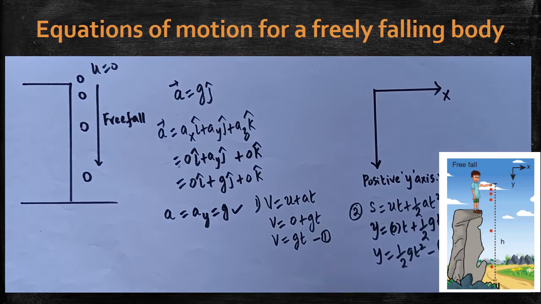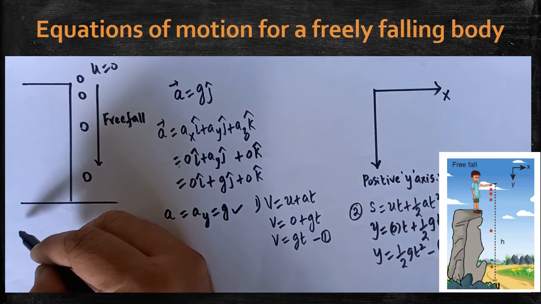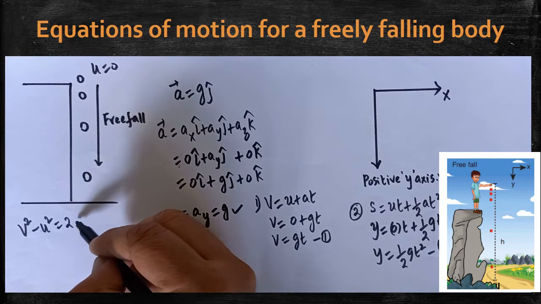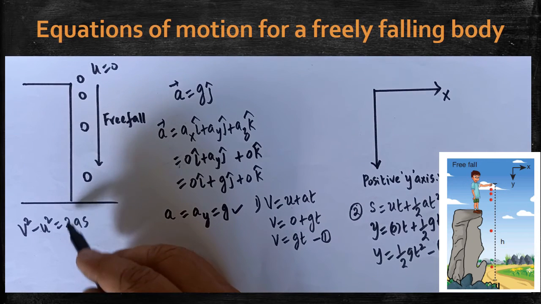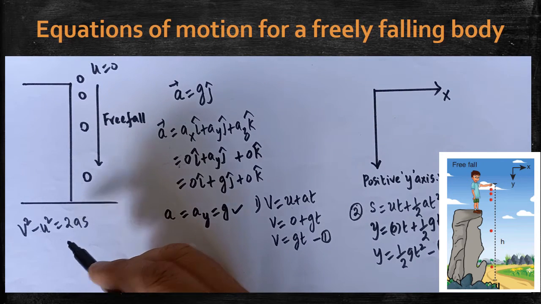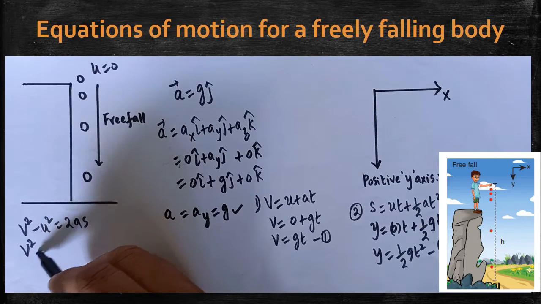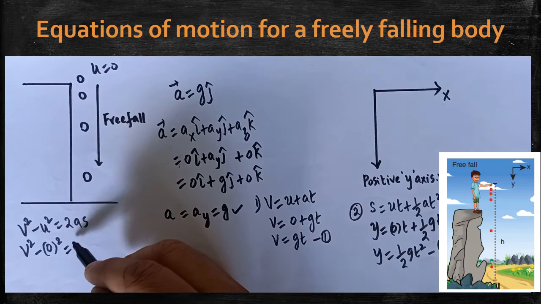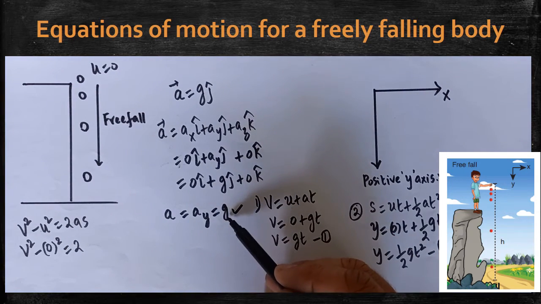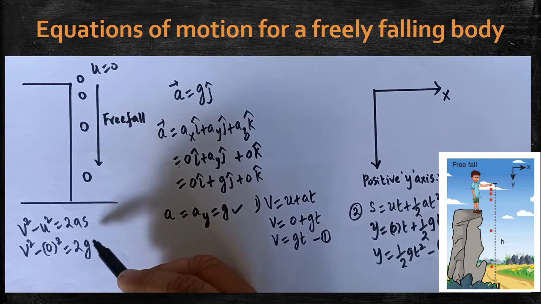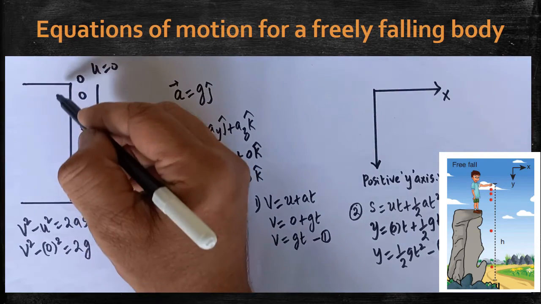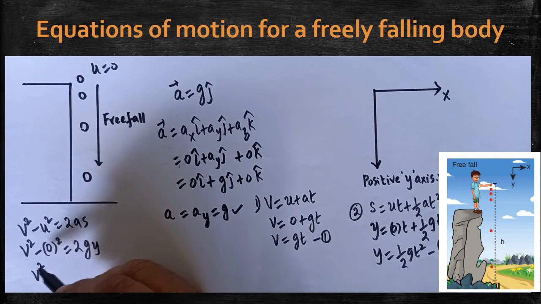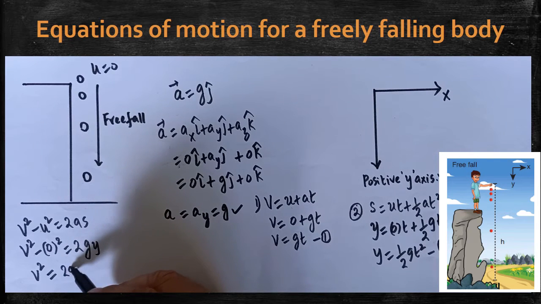Are you clear? Now I am going to derive the third equation of motion. v square minus u square is equal to 2as is the third equation of motion, which can be altered to get the equation for a free falling body. v square minus 0 square, since the initial velocity is 0, is equal to 2 times, instead of a, acceleration due to gravity g, and the vertical displacement is y. Are you clear? Therefore, the final equation is v square is equal to 2gy.